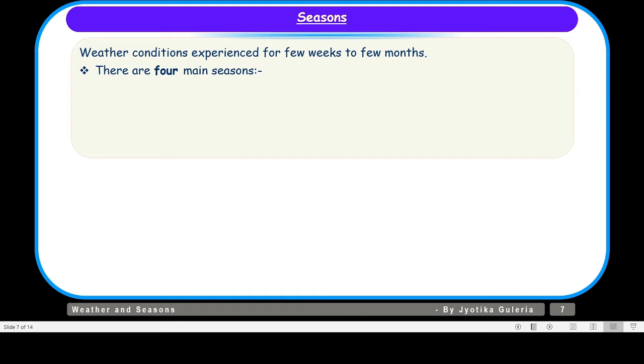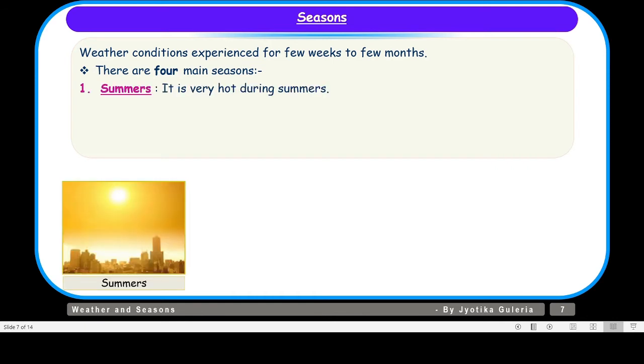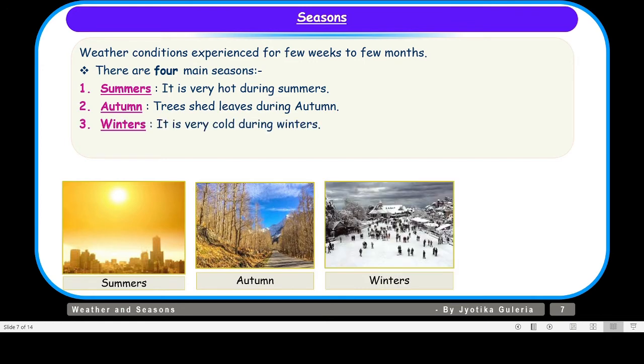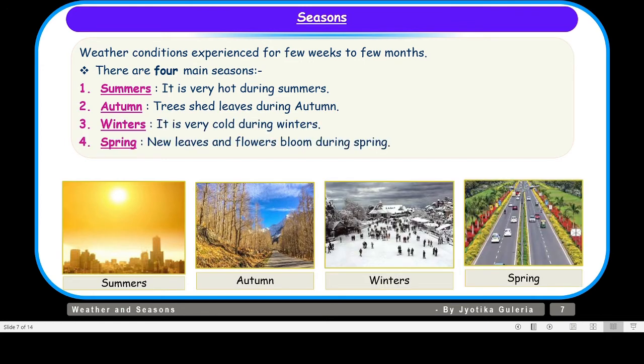There are four main seasons: summer when it is very hot, autumn when trees shed their leaves, winter when it is very cold, and the spring when we see new leaves and flowers bloom around us. So, children, how are seasons formed?